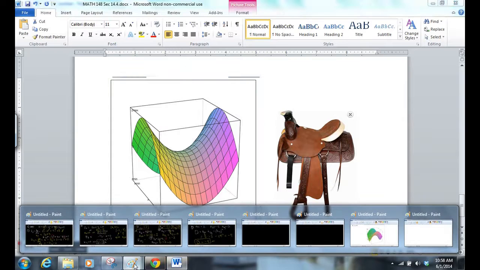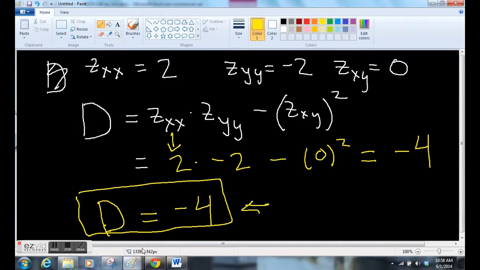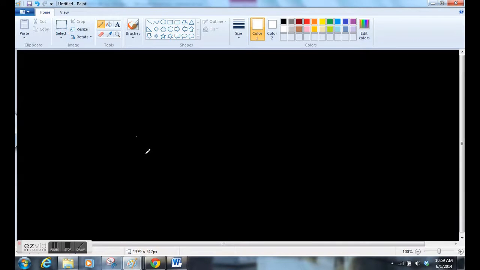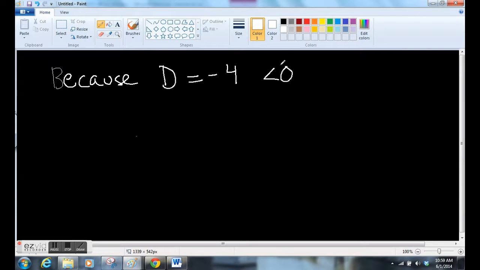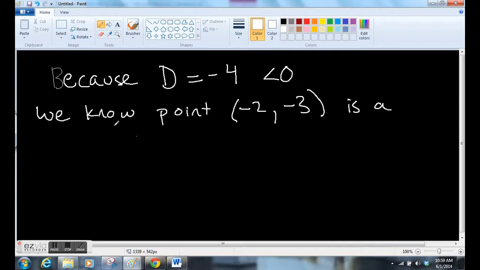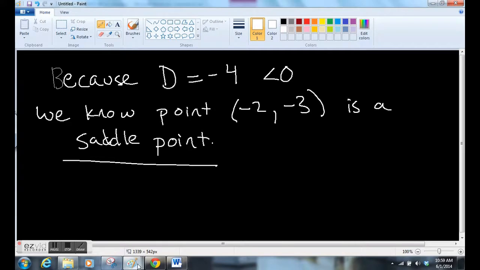So in conclusion, our function that we were doing, question number 5, because D equals negative 4, that's less than 0, we know the point. This is how you would write it on your test. And for the point, you don't say A, B, you say negative 2, negative 3 is a saddle point. Okay? So that's the system that you want to use to go through these functions.